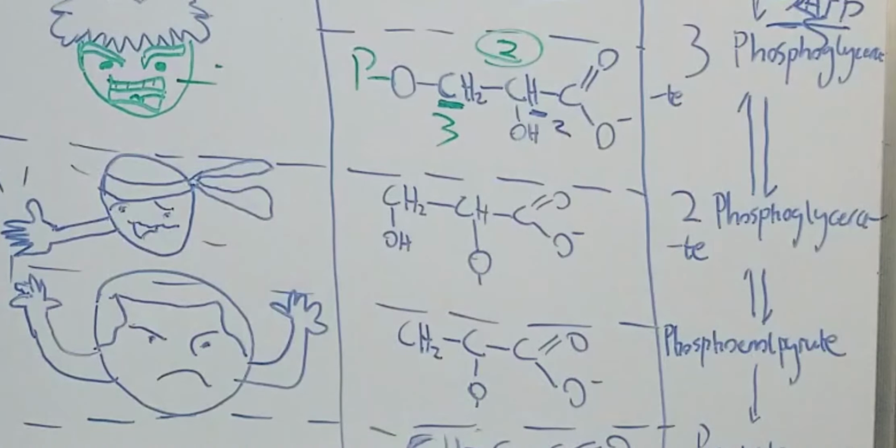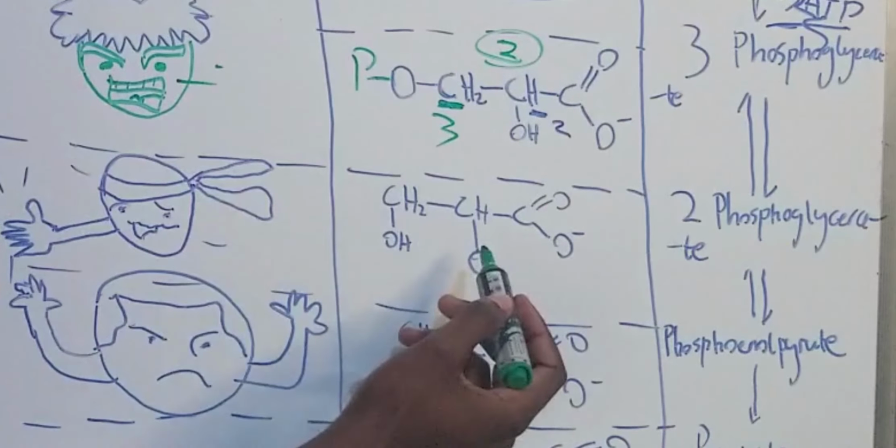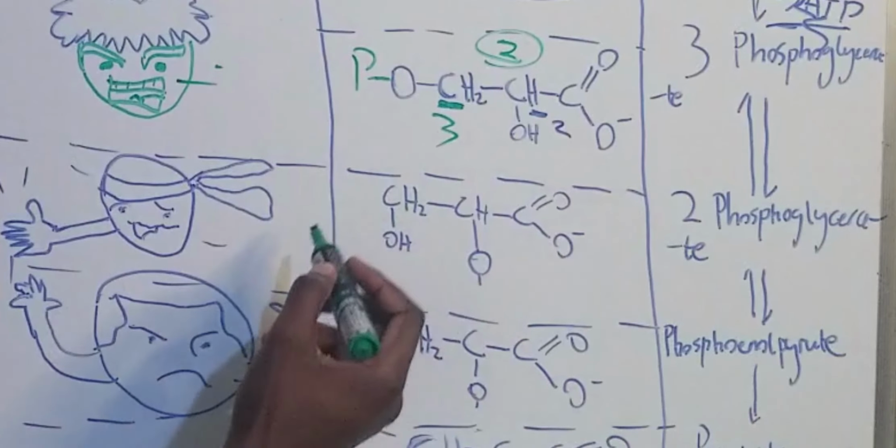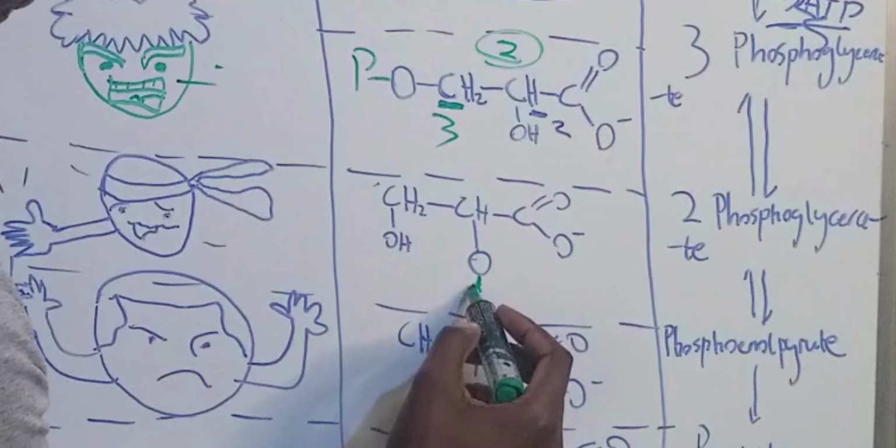The simplified version, carbon number 1, 2. Oh, carbon number 3, 2. Sorry, rather. So this is 2-phosphoglycerate. In the structural form again, we're saying it is moving from position number 3 to number 2. So it will be here.